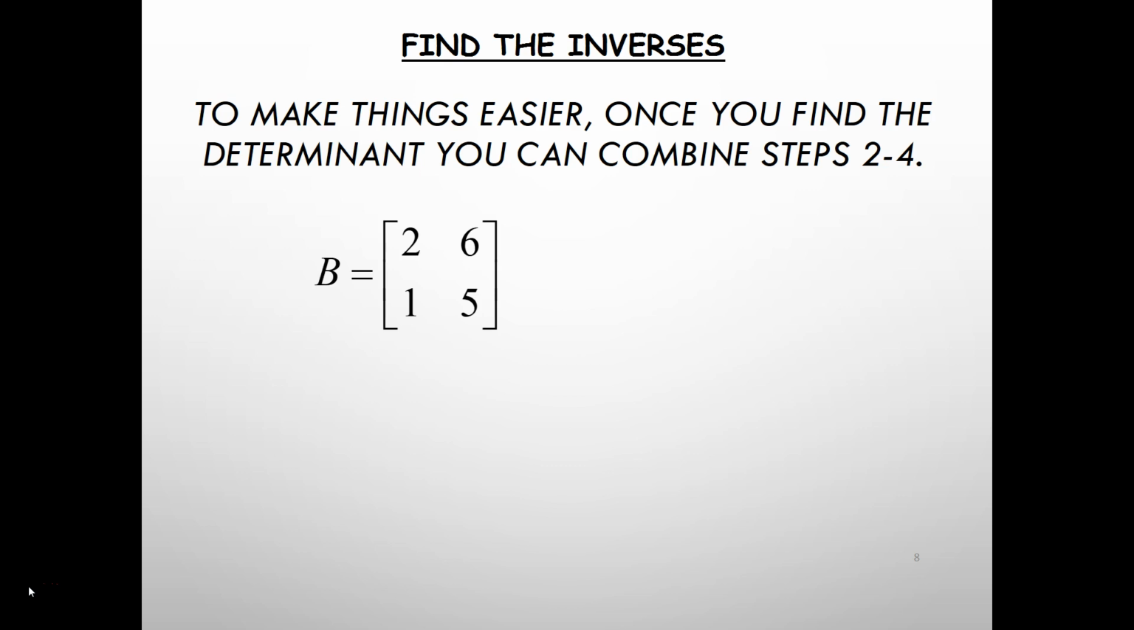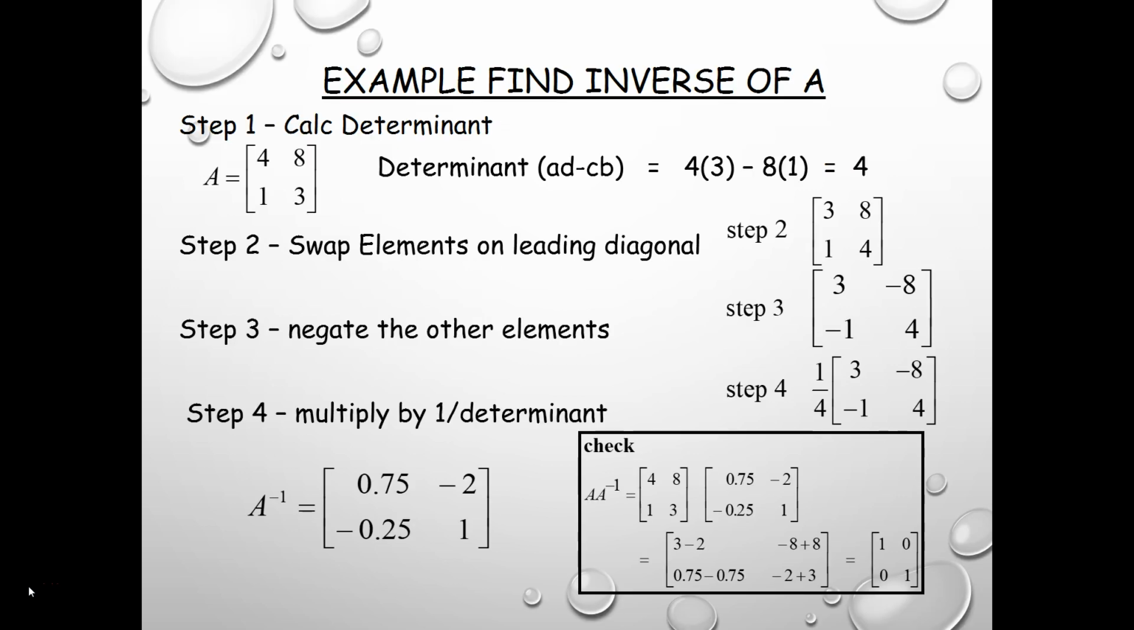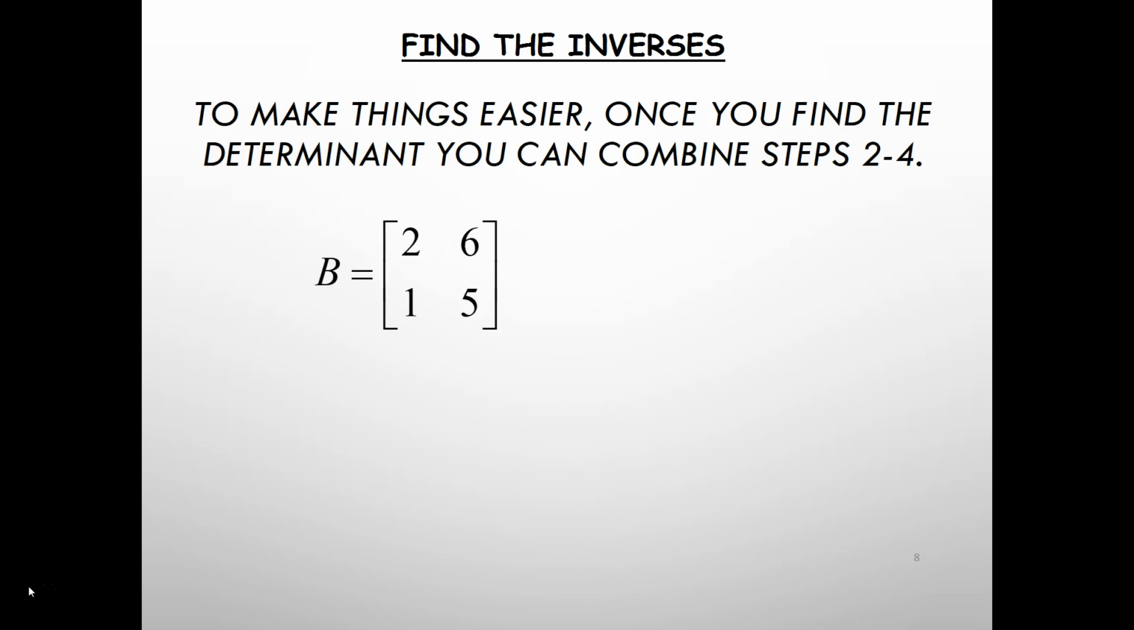Now, to make things easier, we don't always have to go through all 4 of those steps separately like we did in the previous example. So I'm going to show you how we can combine steps 2 through 4. Now the first step, we're going to start out again by finding the determinant. The determinant is going to be 2 times 5 minus 6 times 1, so 2 times 5 is 10. 6 times 1 is 6.